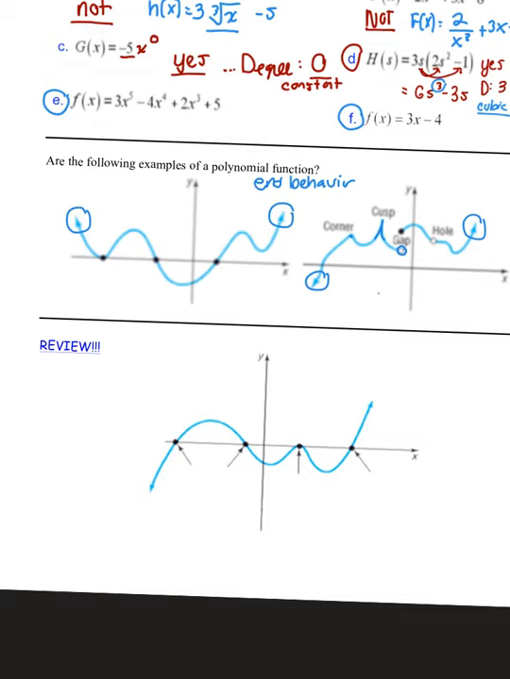This one is not an example of a polynomial function, and that's because we need to remember that the domain of a polynomial function needs to be all real numbers. Well, because of these gaps and these holes in the graph, we do not have a domain of all real numbers. This first one is a polynomial function because it is continuous. There are no gaps in the graph.